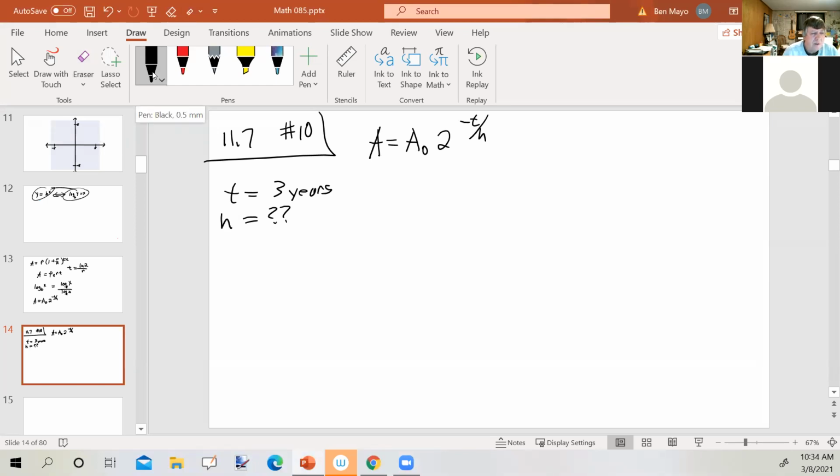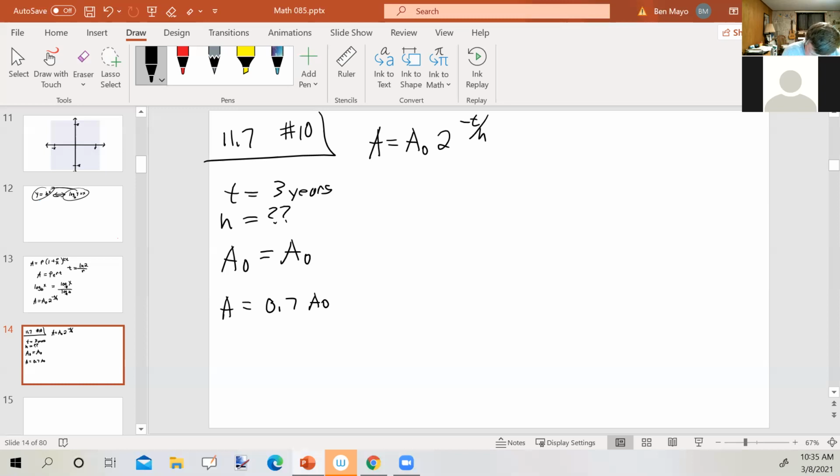It says 30% of a radioactive element decays. So we don't know the starting amount. That's just going to be A sub 0 or A naught. The ending amount, if 30% decays, is 70% of the beginning amount, okay? 30% goes away, so 70% is left. So the A is 70% or 0.70 or 0.7 times A sub 0. Okay, any questions on that?